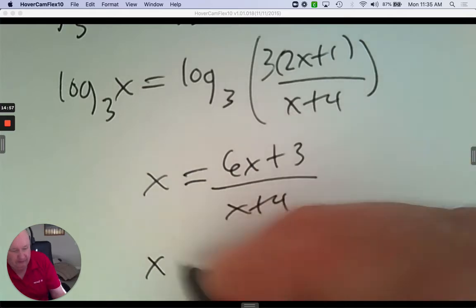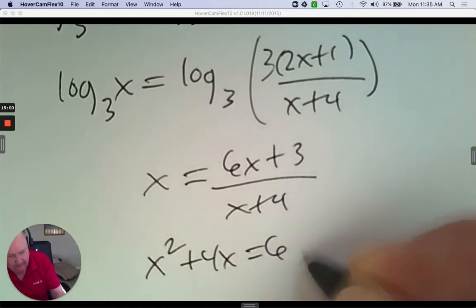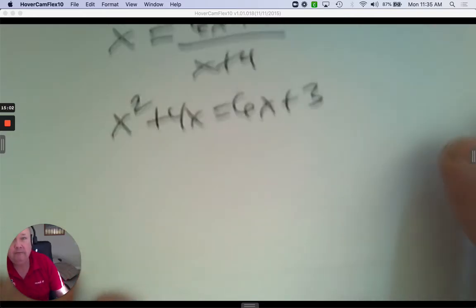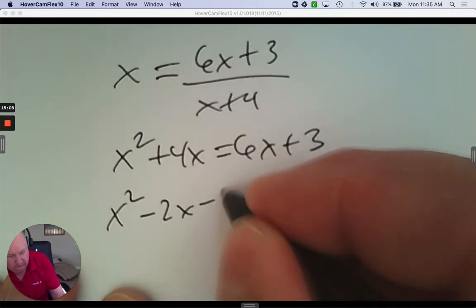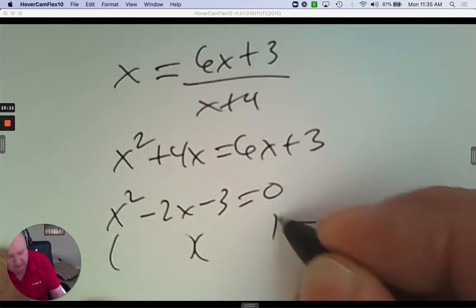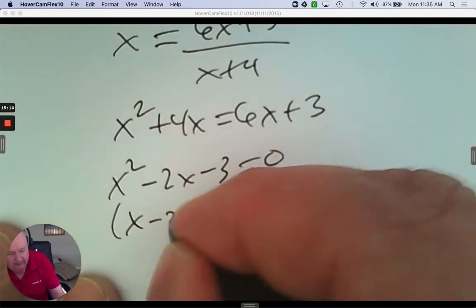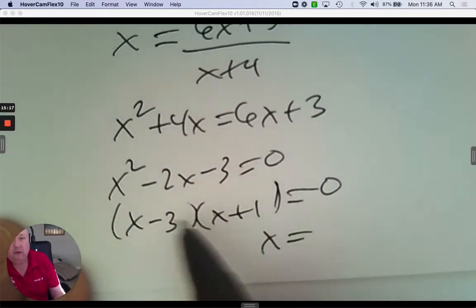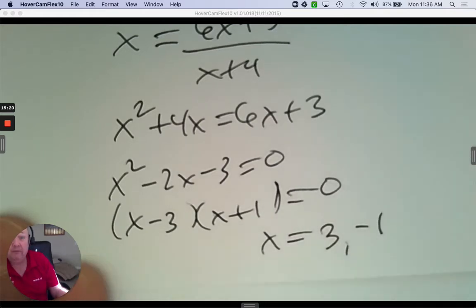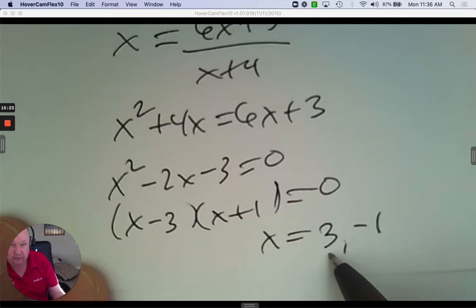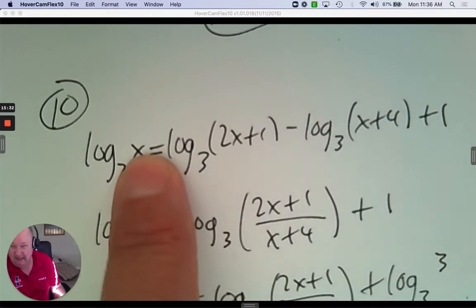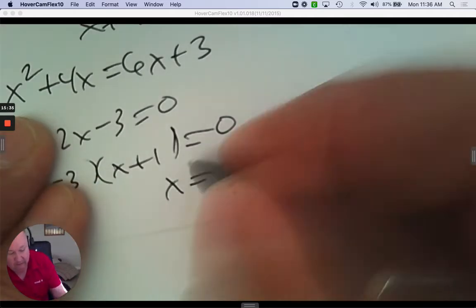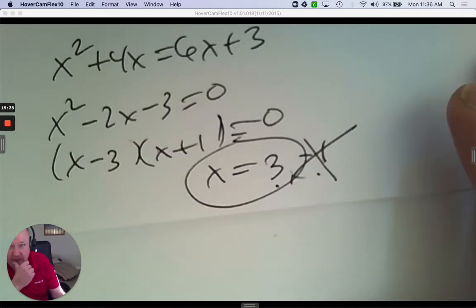I'm going to multiply both sides by x plus 4. I'm going to combine like terms. So it's a quadratic equation, so I'm going to subtract 6x and subtract 3. It factors out pretty easily. So the two numbers are negative 3 and positive 1. So each factor has a solution. I just got to be careful of extraneous solutions. So positive 3 and negative 1. So if I go back to the question, a logarithm cannot have a negative number inside. So positive 3 is okay, but negative 1 is bad. It's extraneous. So the only correct answer is positive 3 for this equation.